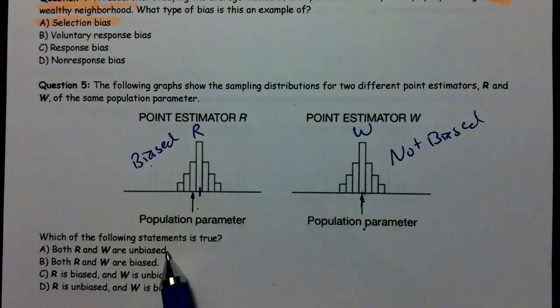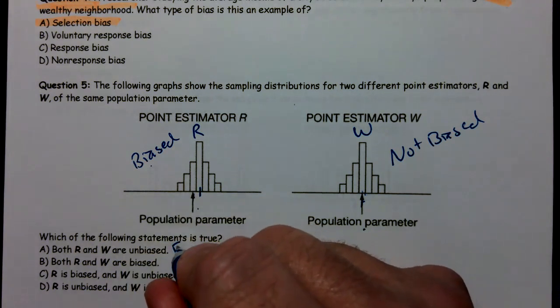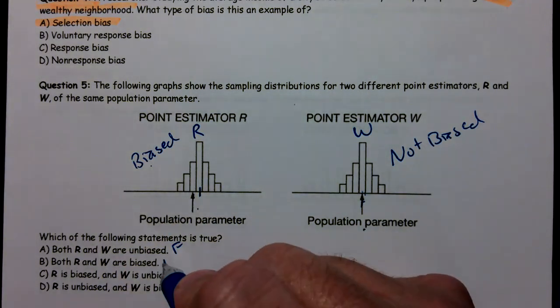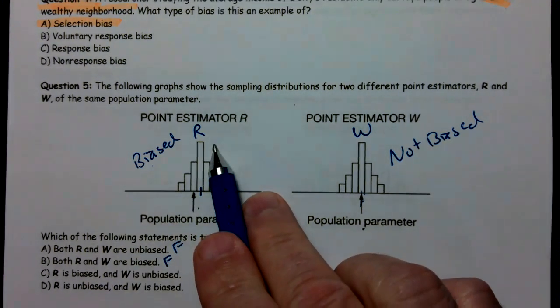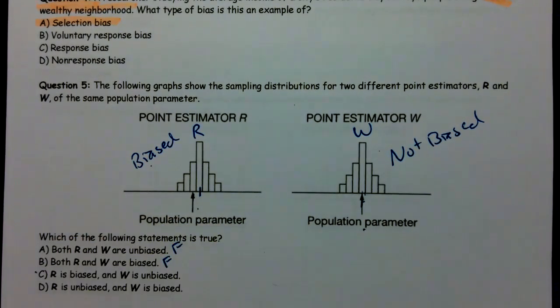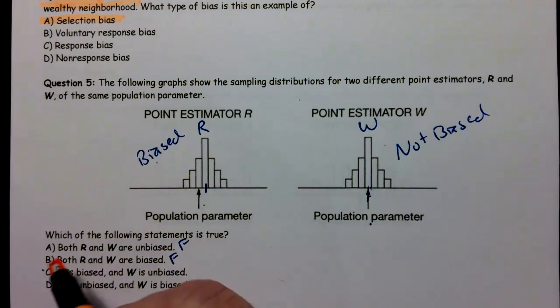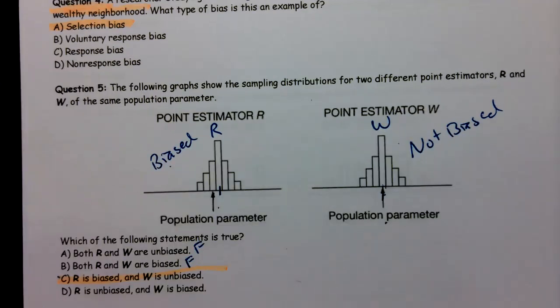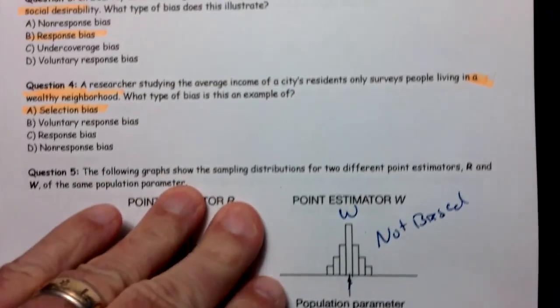Both R and W are biased. That's false. Both are unbiased. Both R and W are biased. That's false. R is biased. W is unbiased. That is true. So C is our correct response to that answer. All right, moving on to the next.